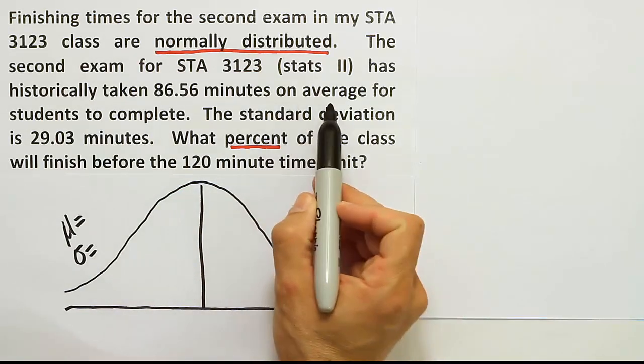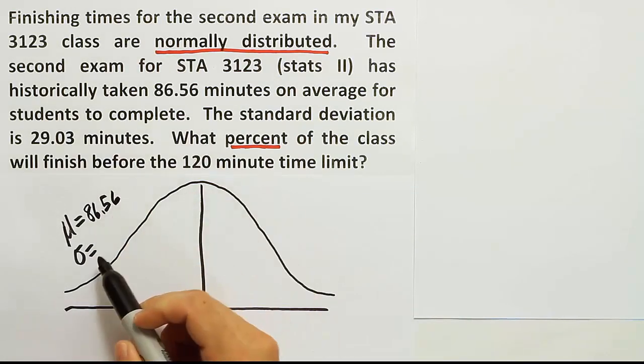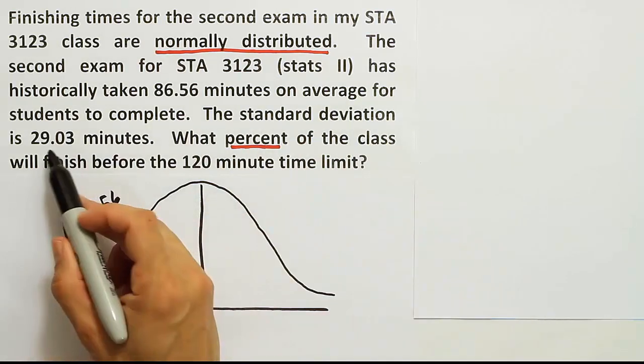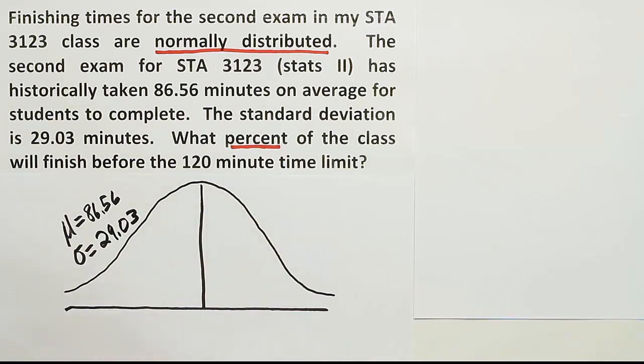They say that on average, it takes 86.56 minutes. And they say that the standard deviation is 29.03 minutes. Okay, so we have that information. I'm labeling it up in the upper left-hand corner. Then I'll put a z-axis and an x-axis on the graph. The z-axis is always centered at 0, and the x-axis in this case is going to represent finishing times, and we're going to have the average in the middle there, 86.56.